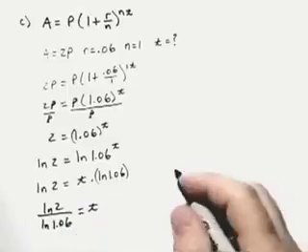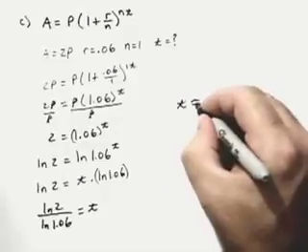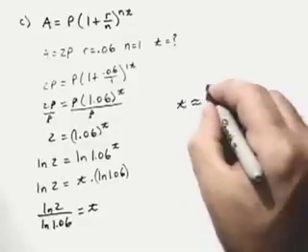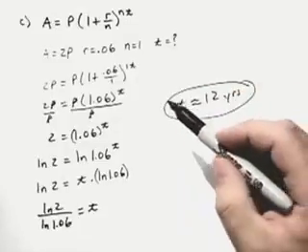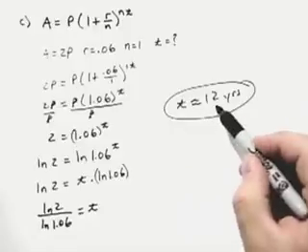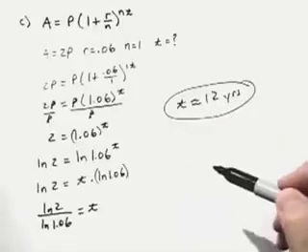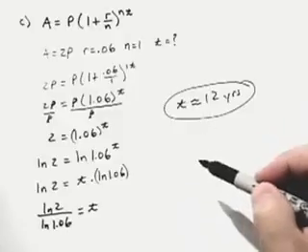We put that into our calculator, we'll get that t is approximately 12 years. So we can say that at 6% compounded annually, it will take roughly 12 years to double our initial investment, regardless of what the initial investment might be.